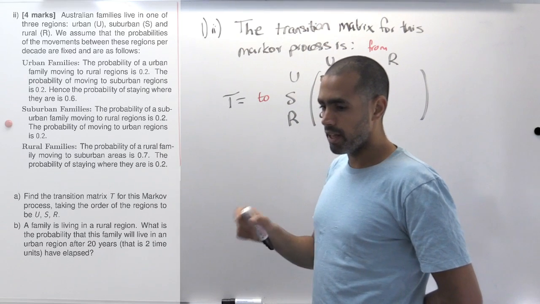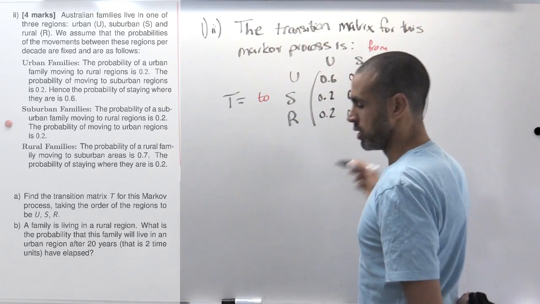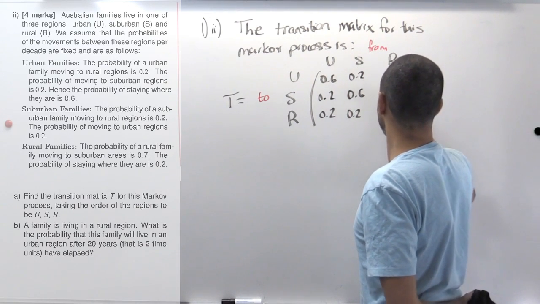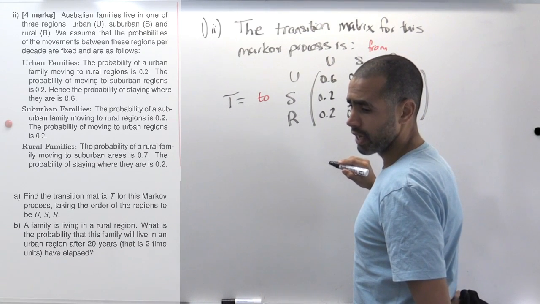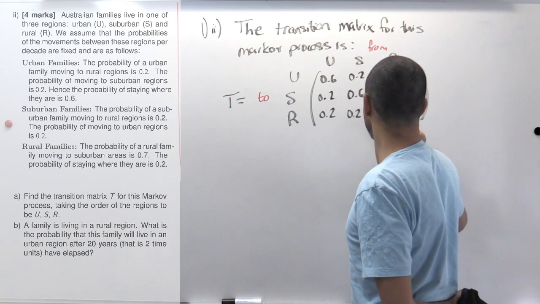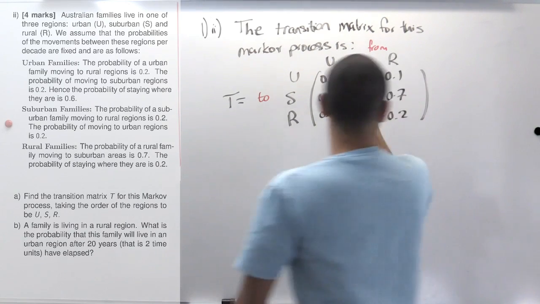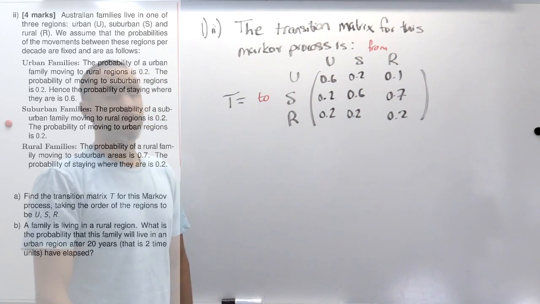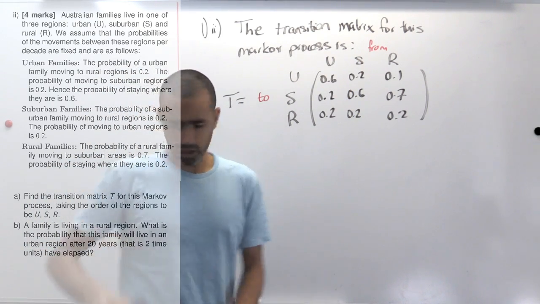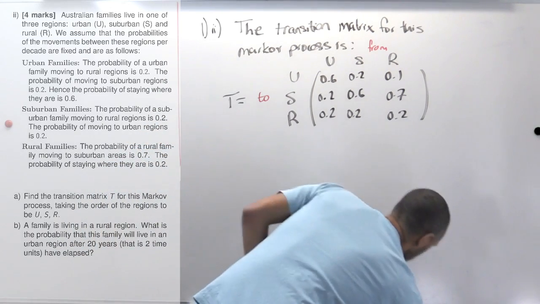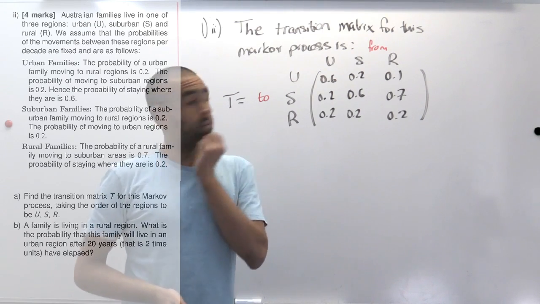And now we have the last bit of the matrix. The probability of a rural family moving to a suburban area is 0.7. The probability of a family staying in a rural area is 0.2, which means that this is 0.1, because these here have to add up to 1. I think that's okay. Good. So that's sufficient for part A.